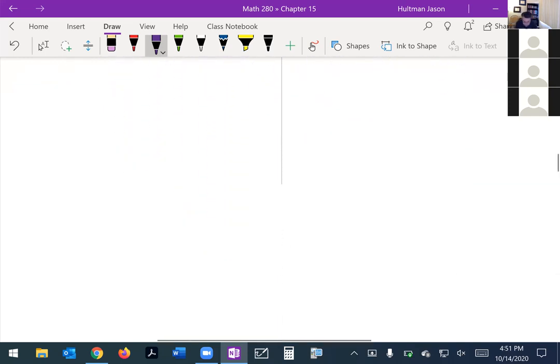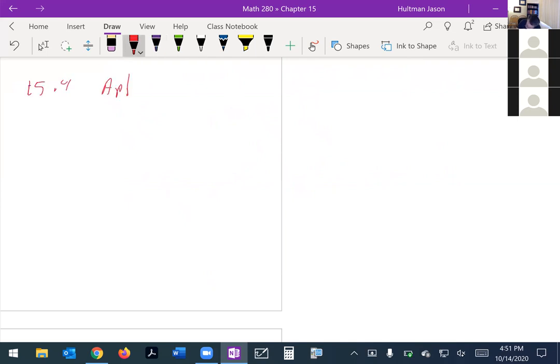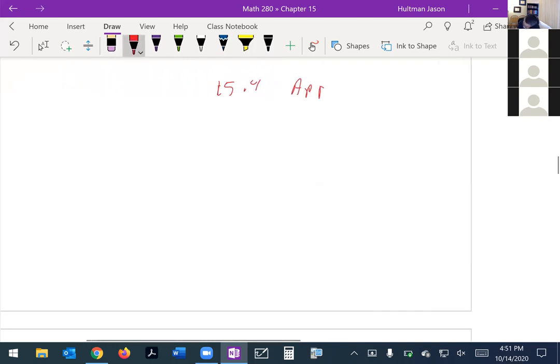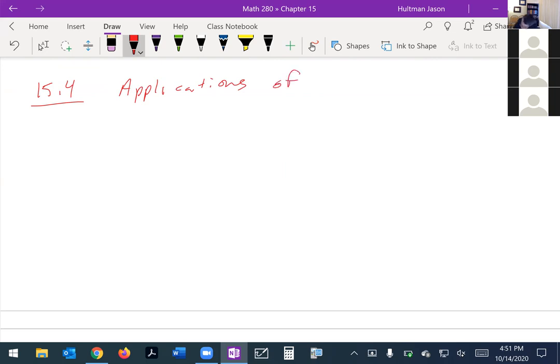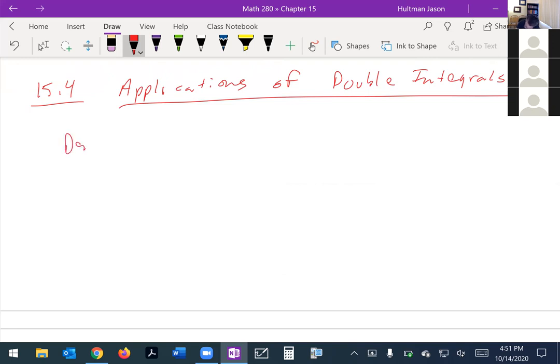Let's do an application of this. Section 15.4, applications of double integrals. Okay, so density and mass.